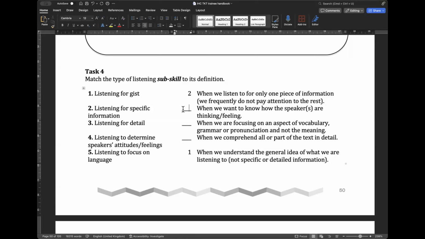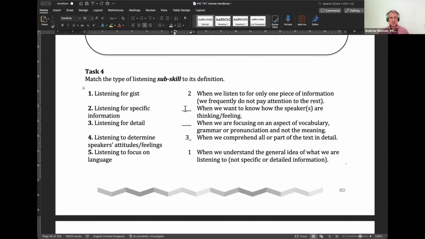I would say that listening for detail would be when we comprehend all or part of the text in detail, or when we are focusing on an aspect of vocabulary. Okay, which are you going to go for? The first one, because the second one is number 5. That's right, yes. That looks correct.